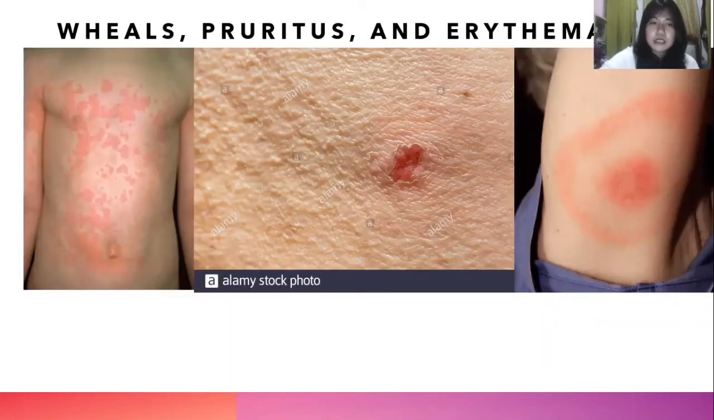As mentioned earlier, this is the difference between a wheal, pruritus, and an erythema. We have here a wheal, the pruritus, the details of pruritus, and a localized erythema.